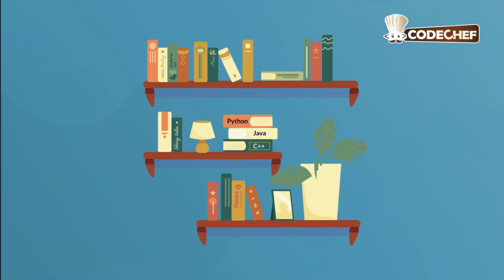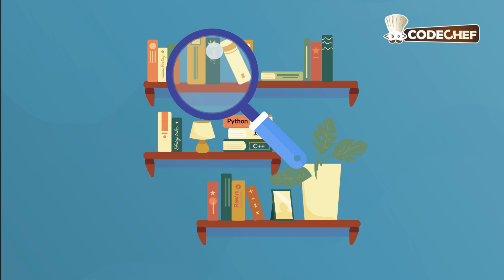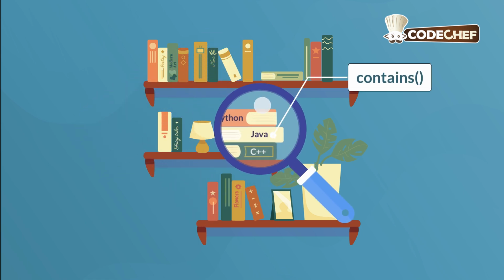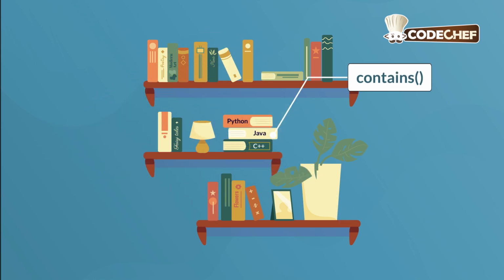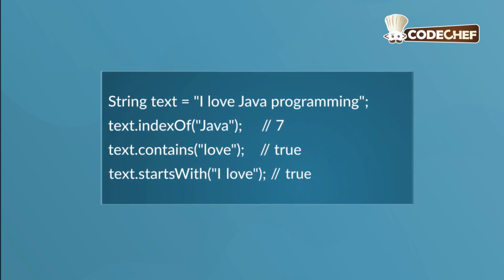Think of a string like a bookshelf full of books. You might want to check, is there a book titled Java? That's contains. Or where exactly is that book placed? That's indexOf. Or maybe you just want to see if the first book starts with Java programming. That's startsWith. In Java, these methods make searching inside text easy.